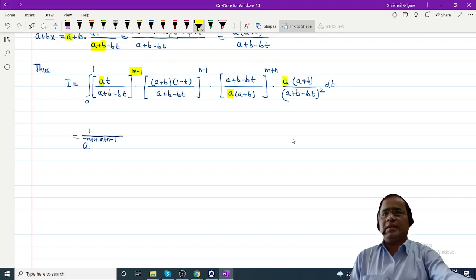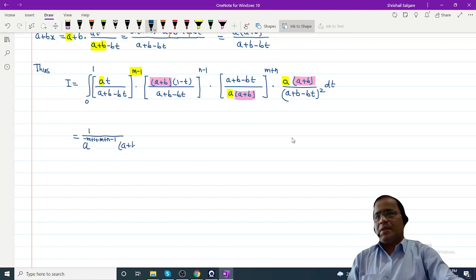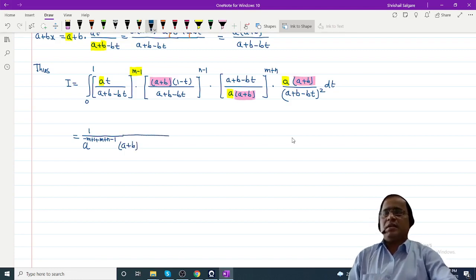Now I have taken the a term. After that I will take the a plus b terms. Here I have one term a plus b, here one term, and here one term. So that term you write in the denominator. Then a plus b raised to, this term is in the numerator but I write in the denominator, minus n minus 1. The term is in the denominator, plus m plus n, and again minus 1. Is it okay?